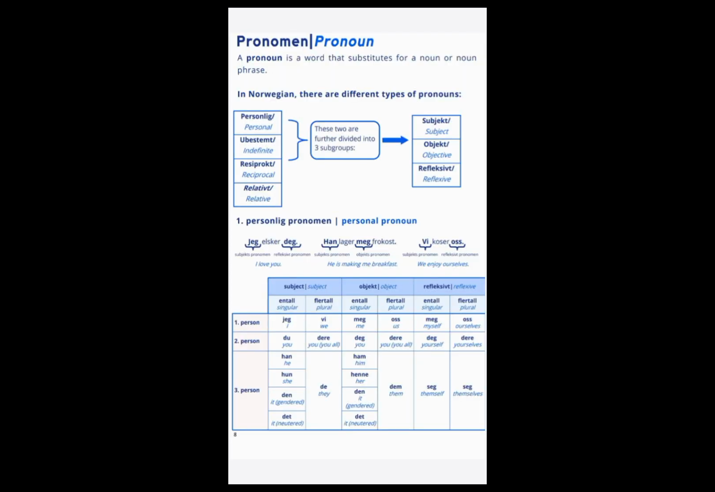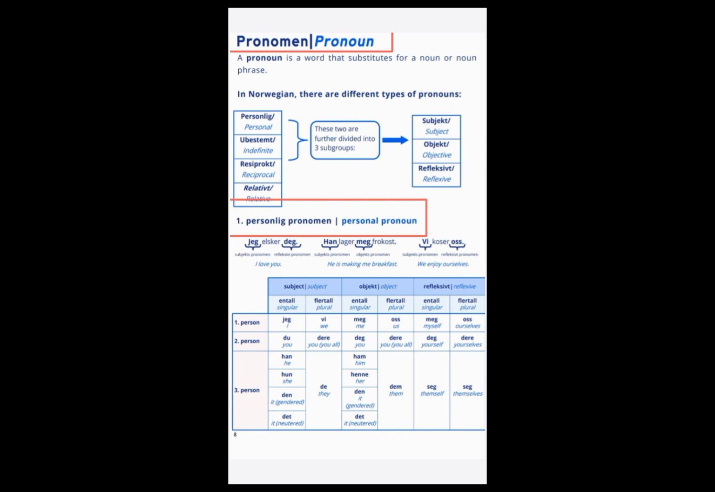Now the next is pronomen or pronouns. As you know, a pronoun is a word that substitutes for a noun or noun phrase. There are 4 different types of pronouns used in Norwegian with 3 subgroups. First of all, we'll discuss personal pronomen, personal pronouns. In English, as we are well aware, these are I, you, he, she, it.